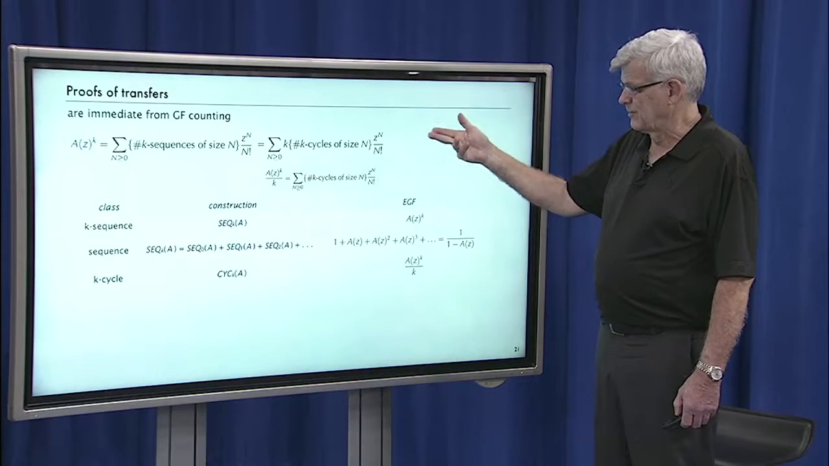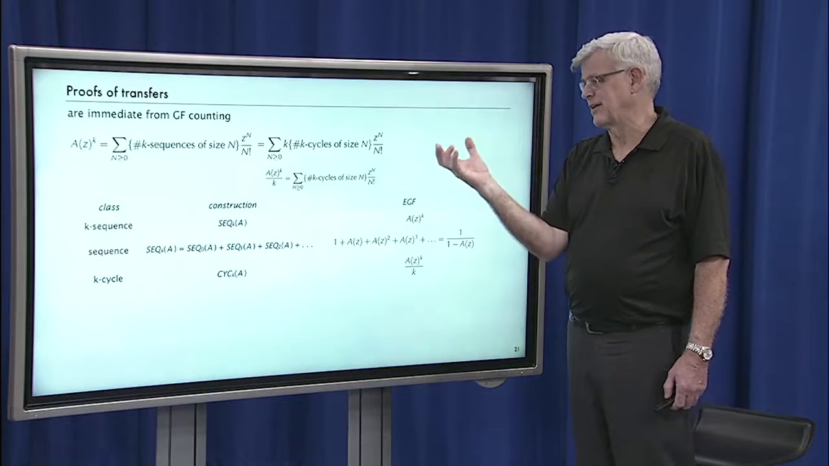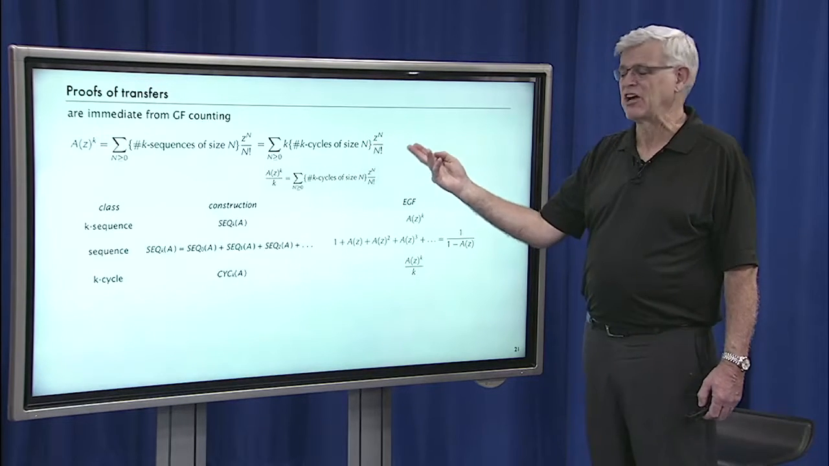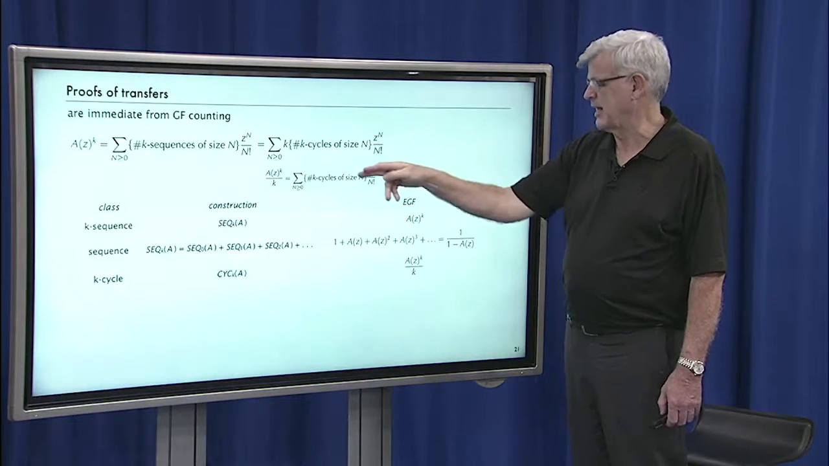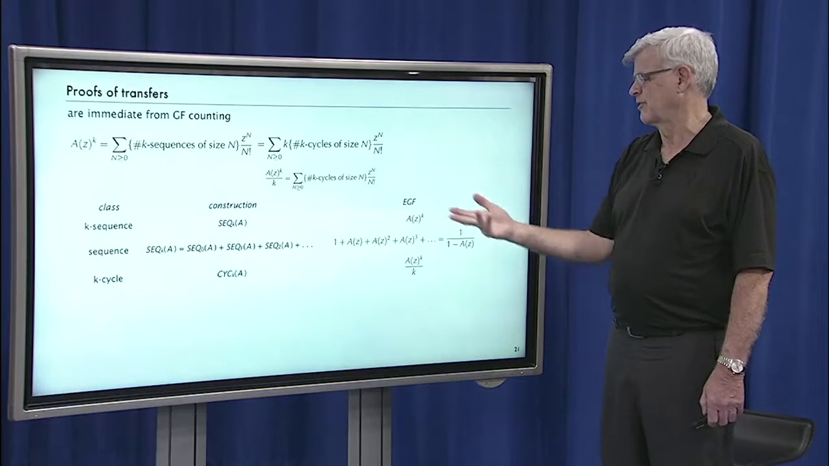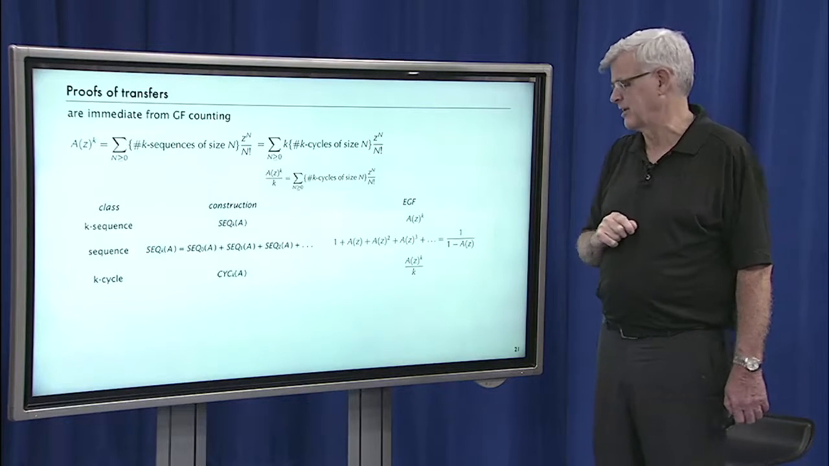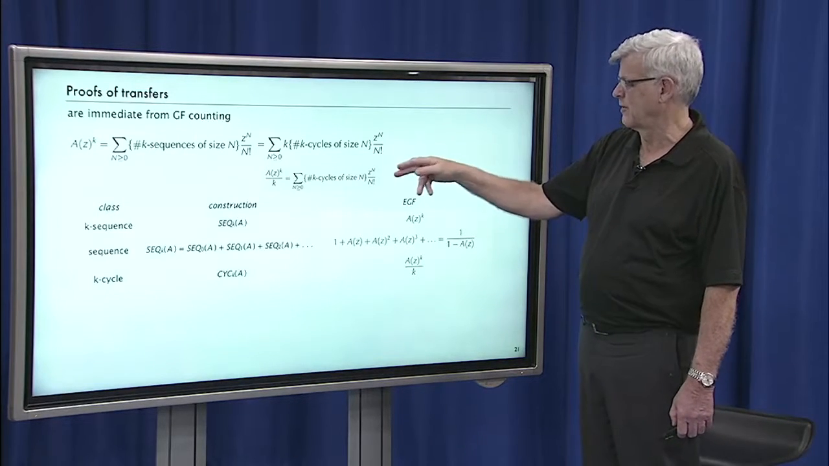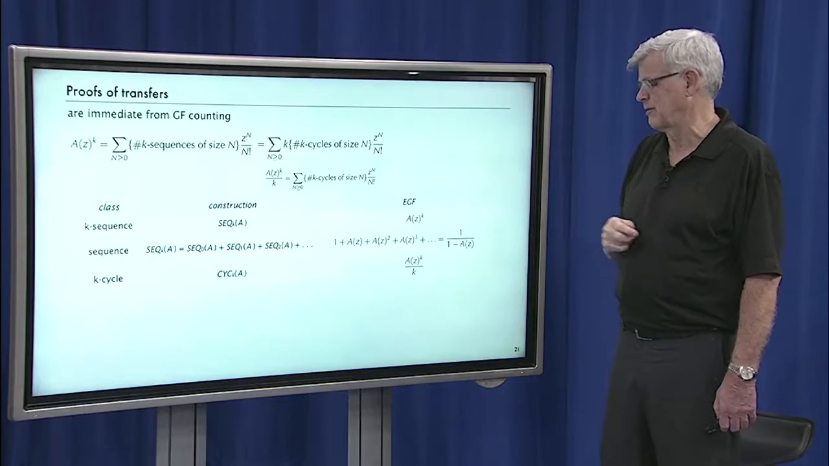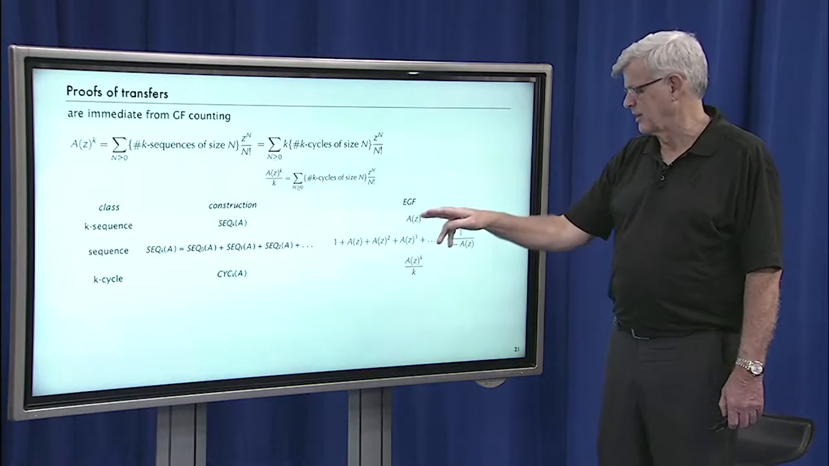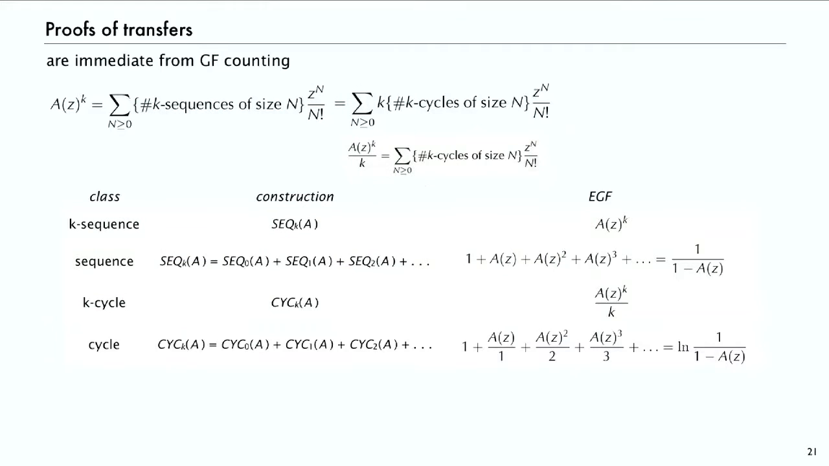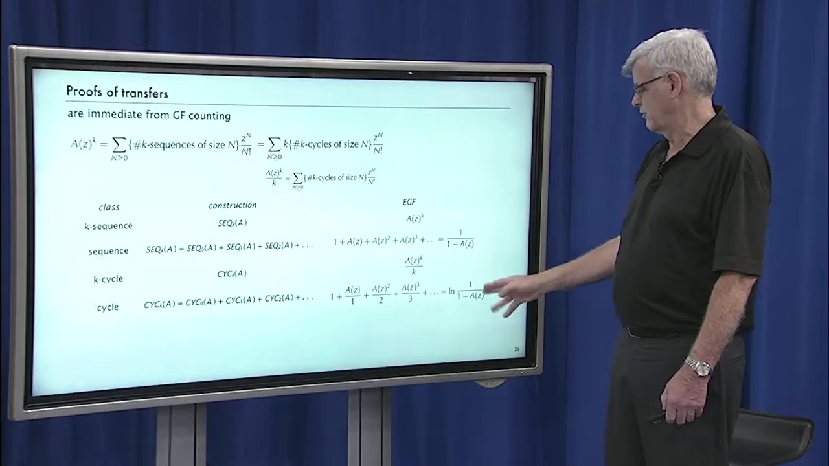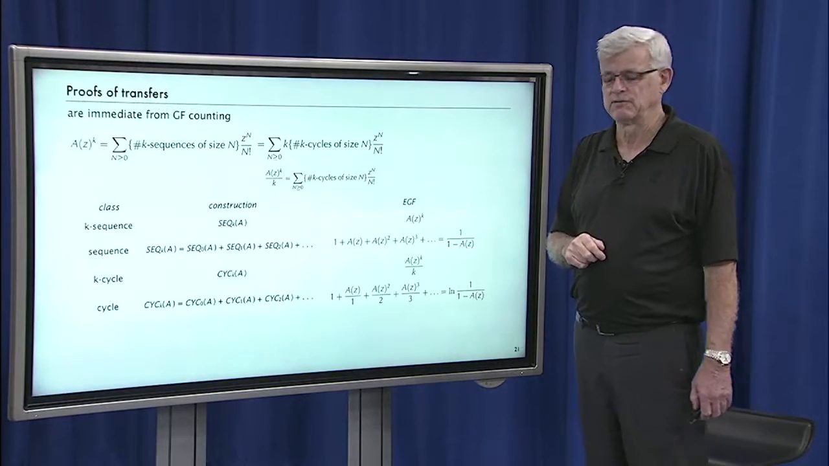Now for cycles, if you take all the k sequences of size n and add them up, then you're going to see each cycle k times. So A of z to the k over k is the generating function for the number of k cycles of size n. So that's just an argument based on algebra from this generating function equation. A k cycle of objects from class A is A of z to the k over k. And again, for a cycle of any length, you just add those all up, and that's the natural log of 1 over 1 minus A of z.